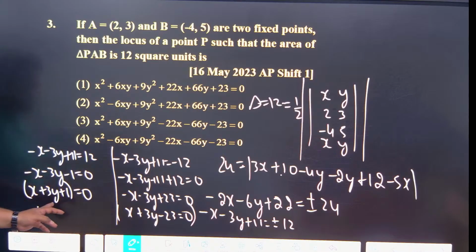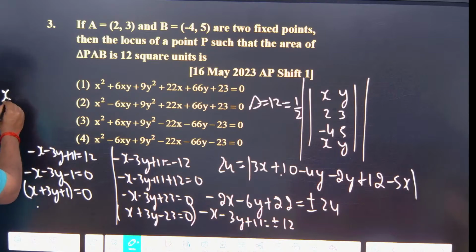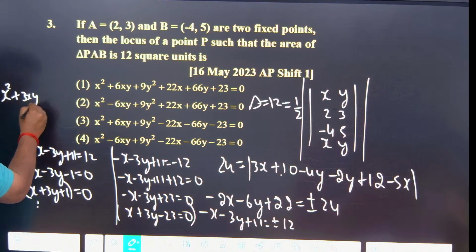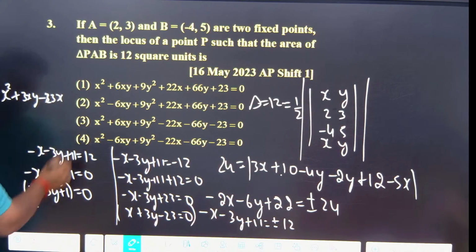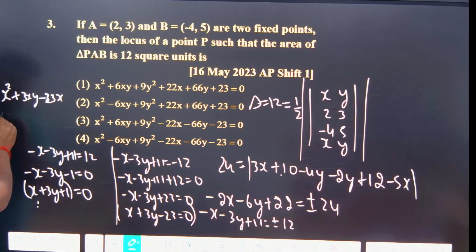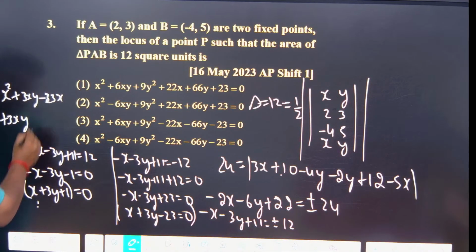X square. X into 3y is what? 3xy. X into x, x square. X into 3y, 3xy. Minus 23, minus 23x. Okay, next 3y. What is this? Plus 3xy. Plus 3xy.